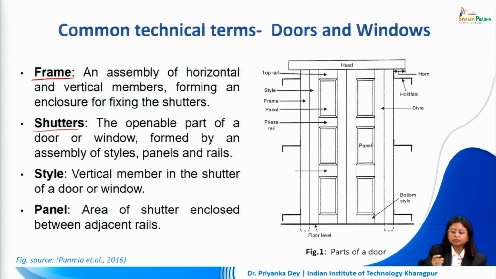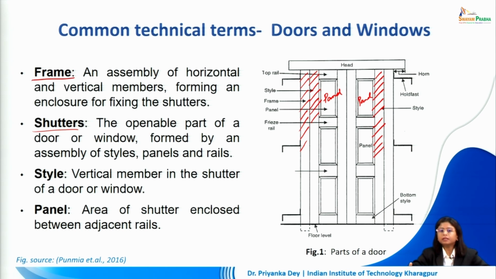The shutters are the openable part of the door or window and it is formed by an assembly of stiles, panels and rails. So what do we mean by the stile here? Stile is the vertical member in the shutter of a door or a window. So if we look at this diagram, this is the frame. After this comes the stile. So this vertical member in the shutter, within which the panels, these are the panels in between, are fixed, is called a stile.